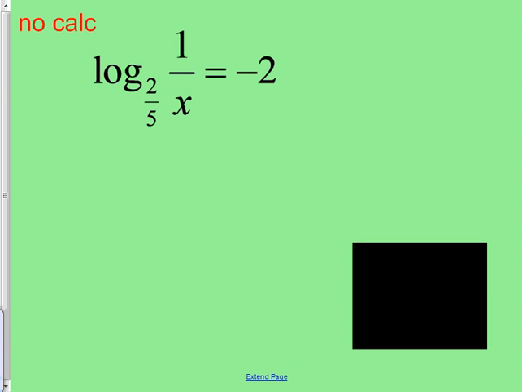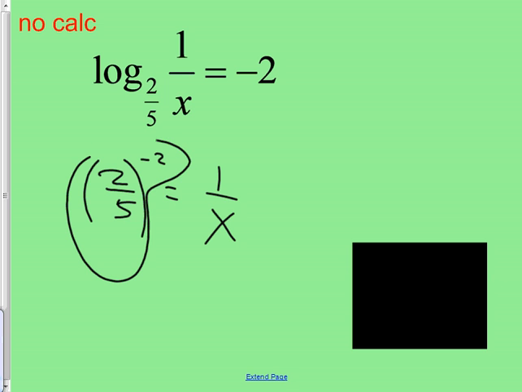Okay, moving on. This one, everybody try it. Probably want to write this one down because it might involve a step or two. (2/5) to the power of -2 equals 1/x. Is that how you started? Okay, Mr. S, tell me what to do next. Maybe this part? What did you get when you did that? Flip it, that's 5/2, but I still have to square it. Now what?